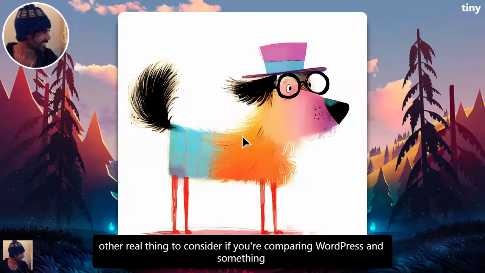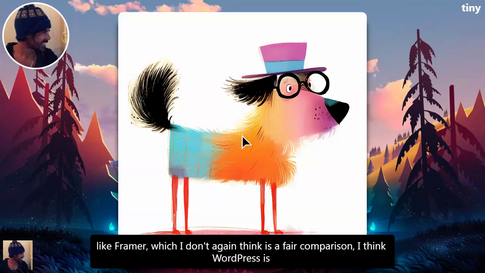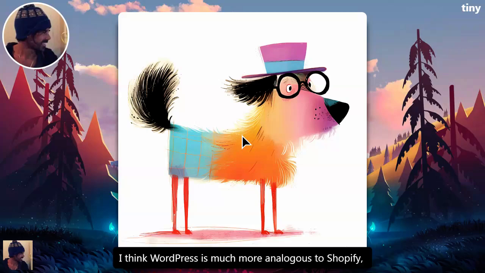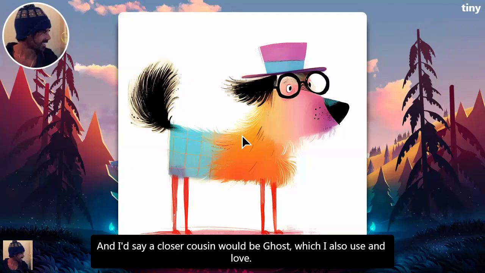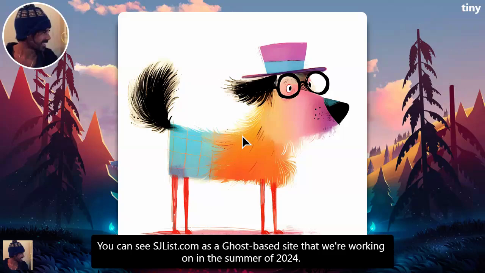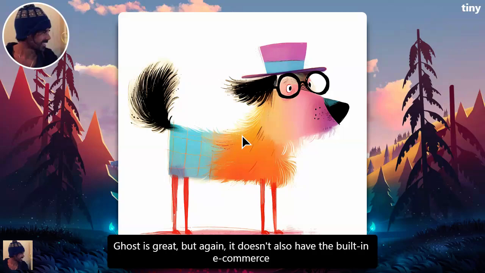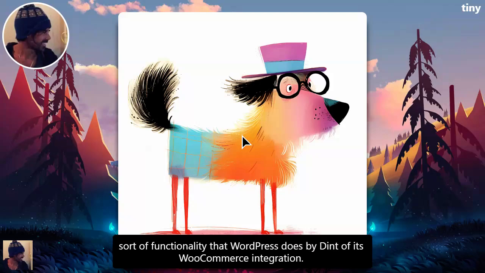The other real thing to consider if you're comparing WordPress and something like Framer, which again I don't think is a fair comparison, is that WordPress is much more analogous to Shopify, especially for e-commerce. And I'd say a closer cousin would be Ghost, which I also use and love. You can see sjlist.com is a Ghost-based site that we're working on in the summer of 2024. Ghost is great, but it doesn't have the built-in e-commerce functionality that WordPress does by dint of its WooCommerce integration.